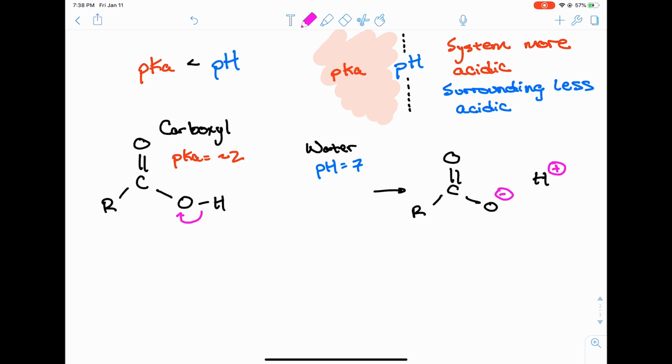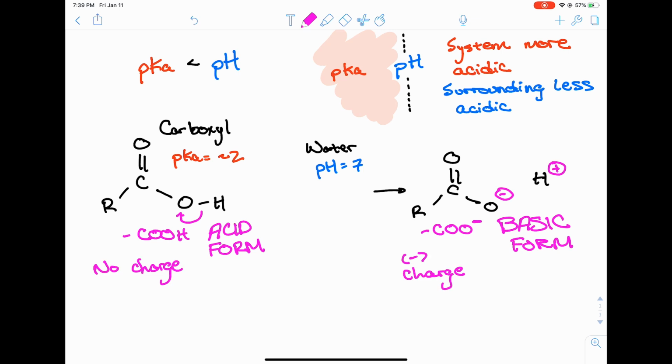As a result, the COO- is considered the basic version because now it does not have its hydrogen anymore. And the COOH present in the beginning is considered the acidic version. This essentially means that if the pKa is lower than the pH, the species will result in its basic version, which I like to call the quote-unquote negative version.